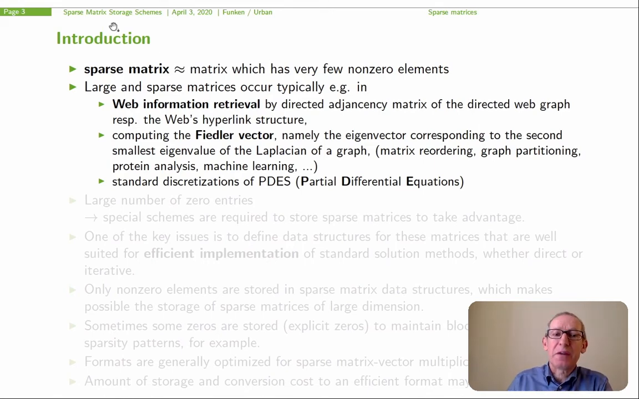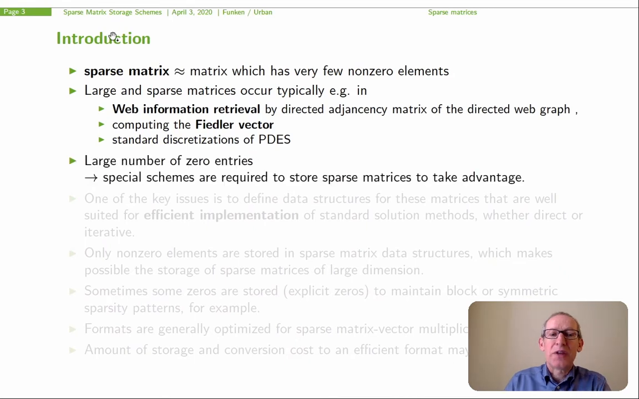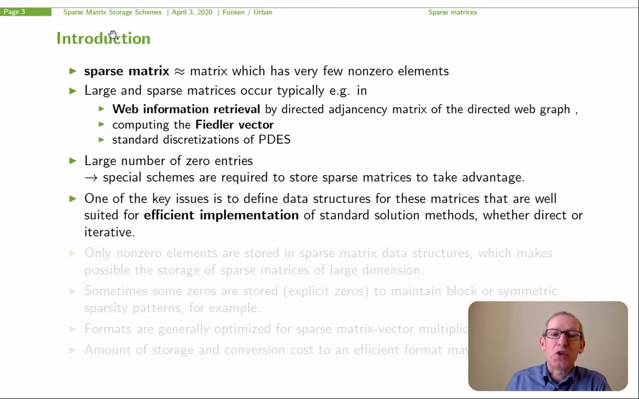Due to the fact that we have a very large number of zero entries, special schemes are required to store these sparse matrices to take advantage. One key issue is to define data structures for these matrices so that we have an efficient implementation for standard solution methods, let's say direct or iterative methods. For the iterative methods, the focus is mainly on the matrix vector multiplication.